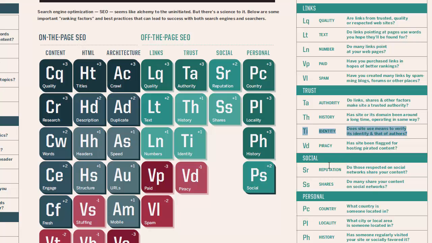Do you identify your own identity? There are ways that you can establish and confirm that you are an entity, and that adds to the trust factor. So you're a known person or a known site that has authority on a specific thing. Piracy. Have you been flagged for pirating content? Obviously, that's going to be a negative.